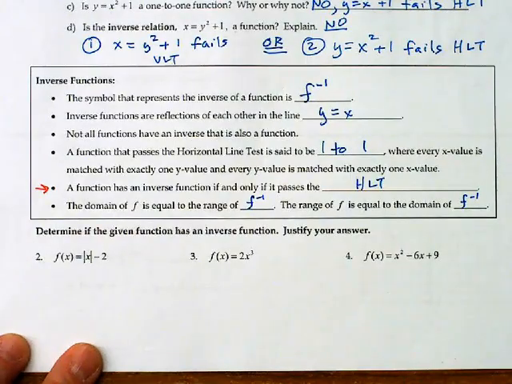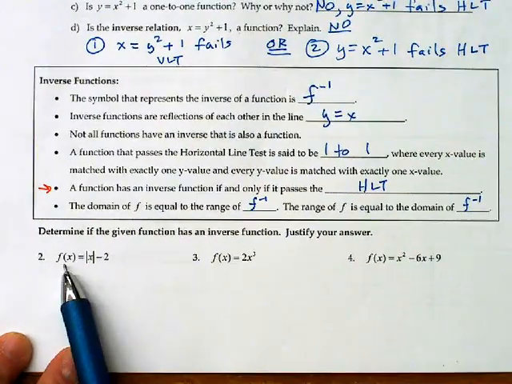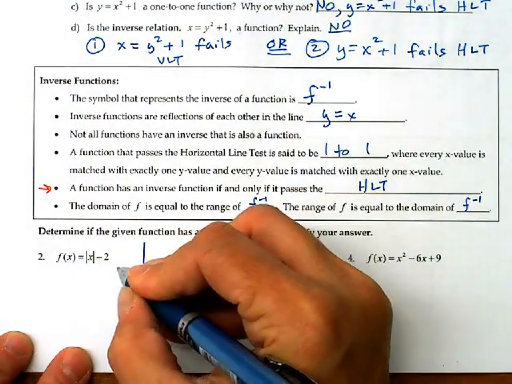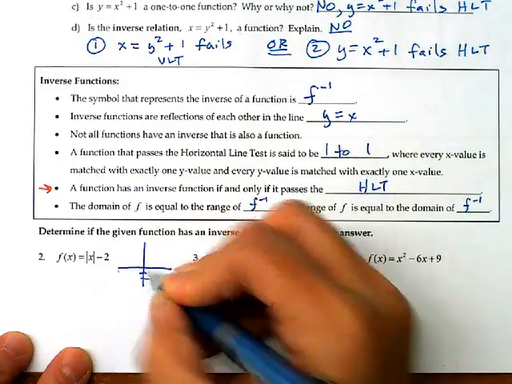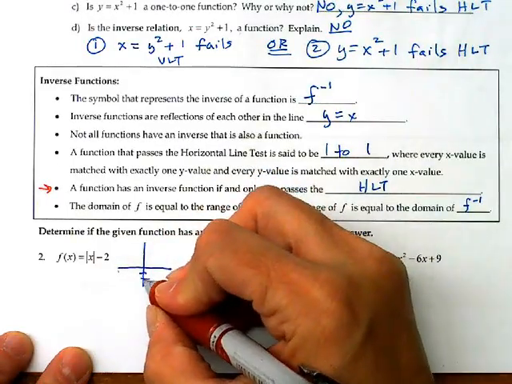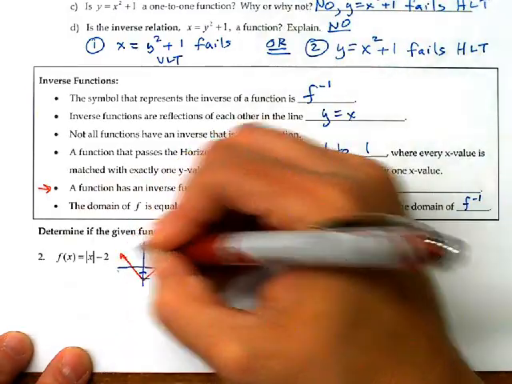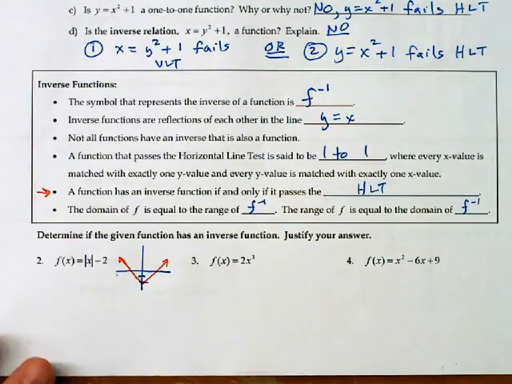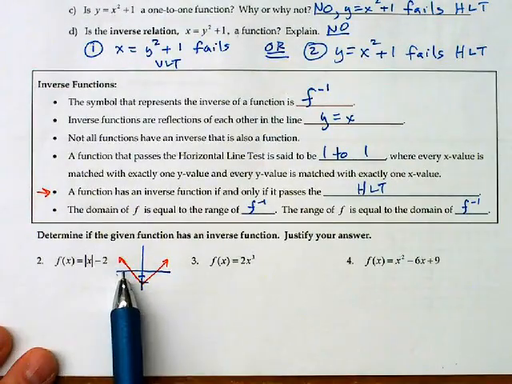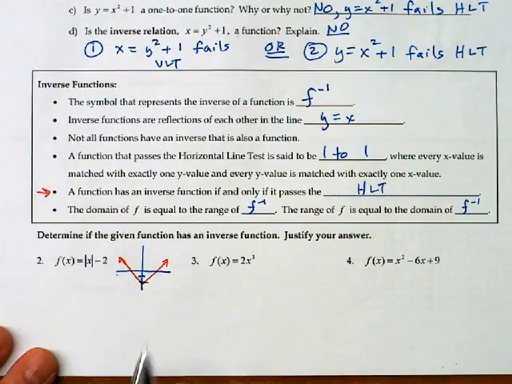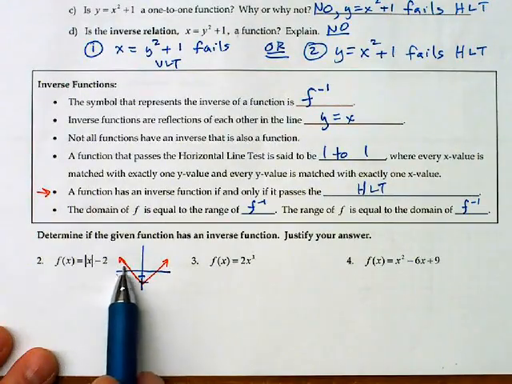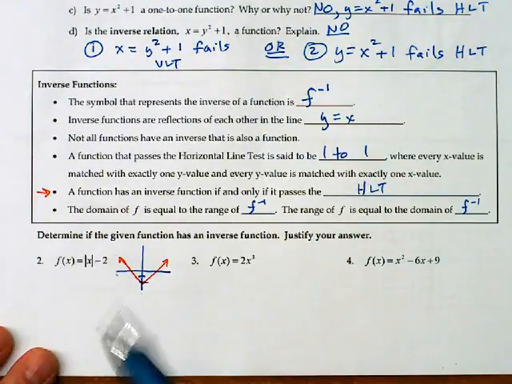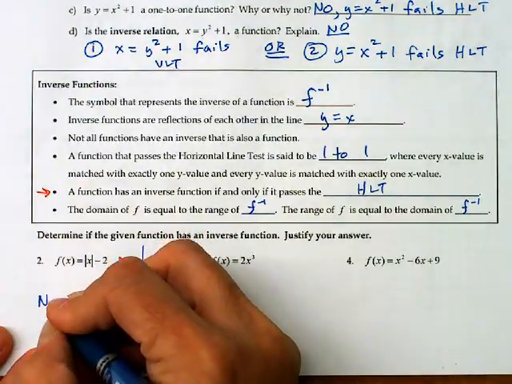So let's think about number 2 here. We have the absolute value of x minus 2. Now, we don't have to get overly detailed, but if we were just to make a little rough sketch of that function, we know that would be our standard V graph shifted down 2 units. So I don't want to draw the inverse, but I can just look at the original graph and realize, okay, failing horizontal line test. So if I ponder if f of x has an inverse function, I'm going to say no.